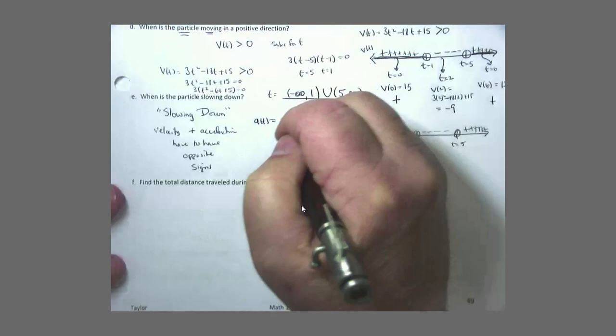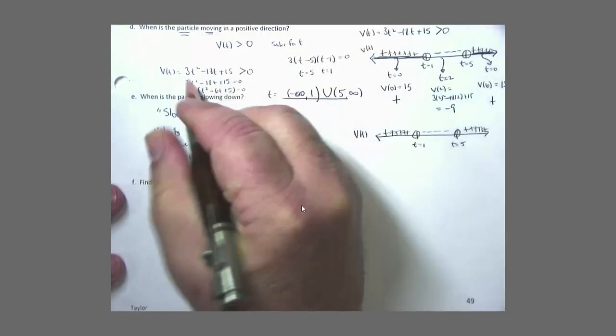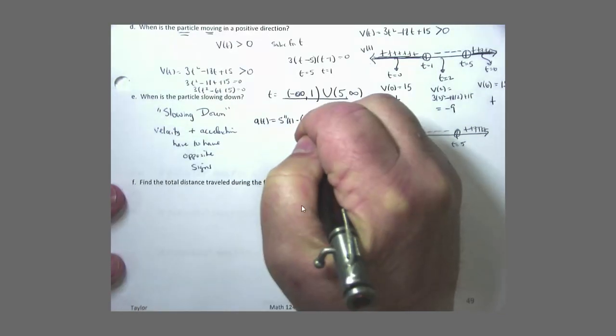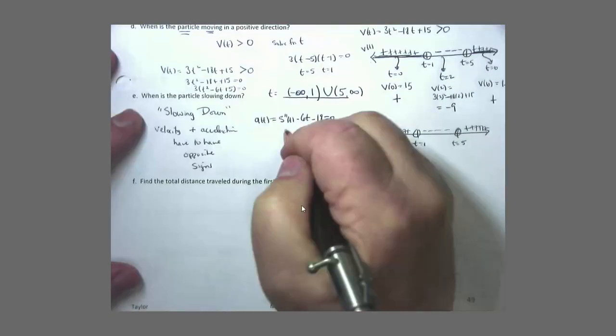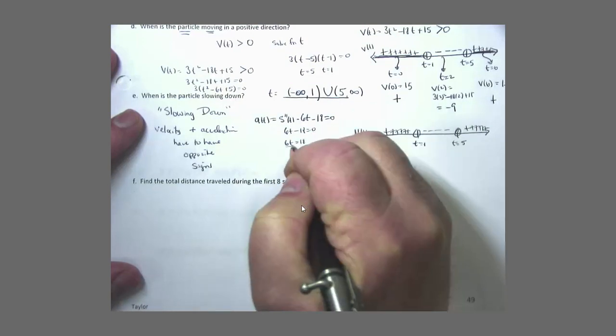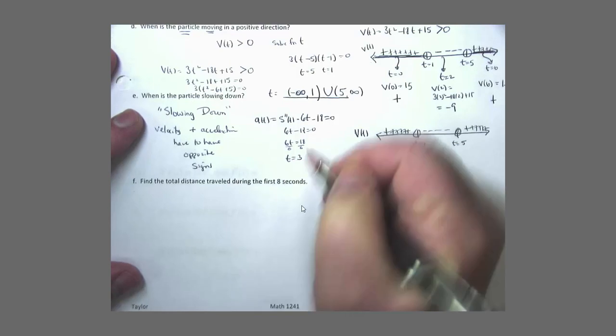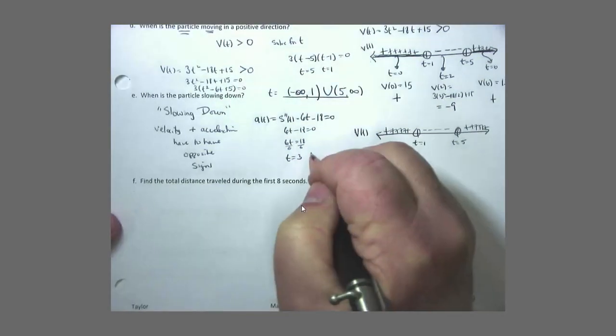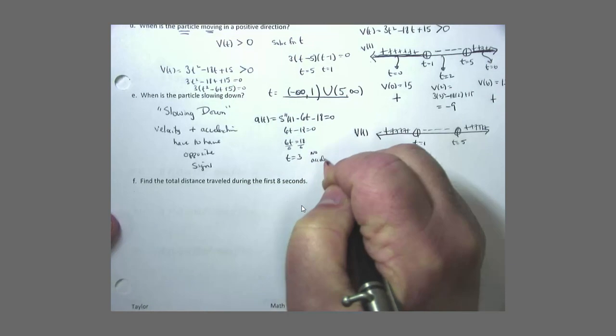What's the definition of acceleration? Second derivative. So this is s double prime of t. The derivative of 3t squared minus 18t plus 15 is going to be what? 6t minus 18. Agreed? I'm going to set it equal to 0, because I would like to know when I have no acceleration. So 6t minus 18 equals 0, 6t equals 18, divide by 6 on both sides, I get t equals 3. So at t equals 3, I have no acceleration.